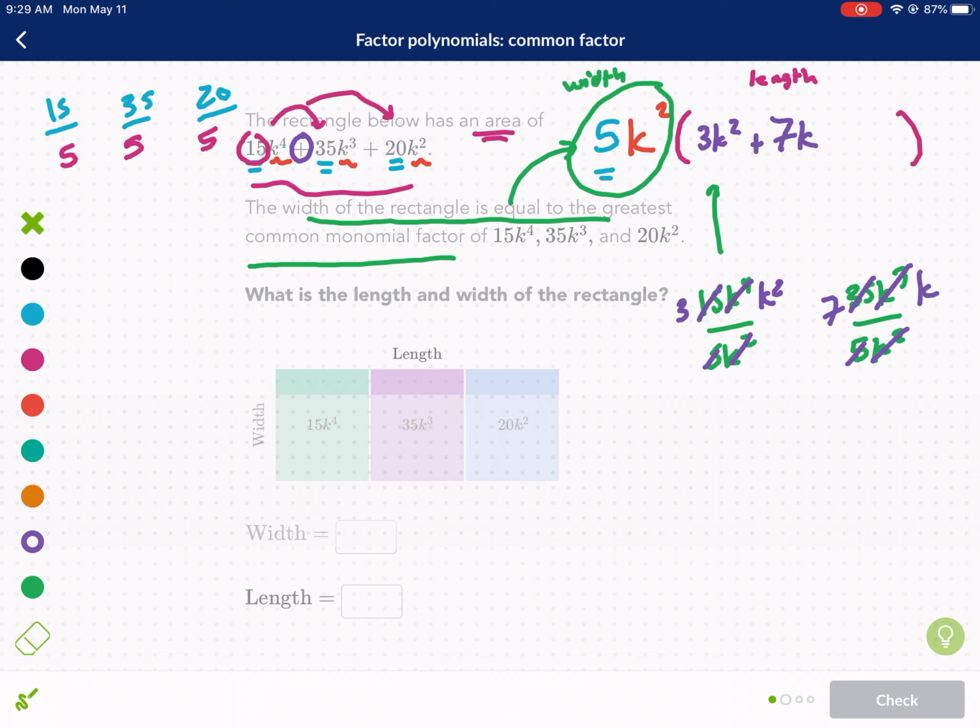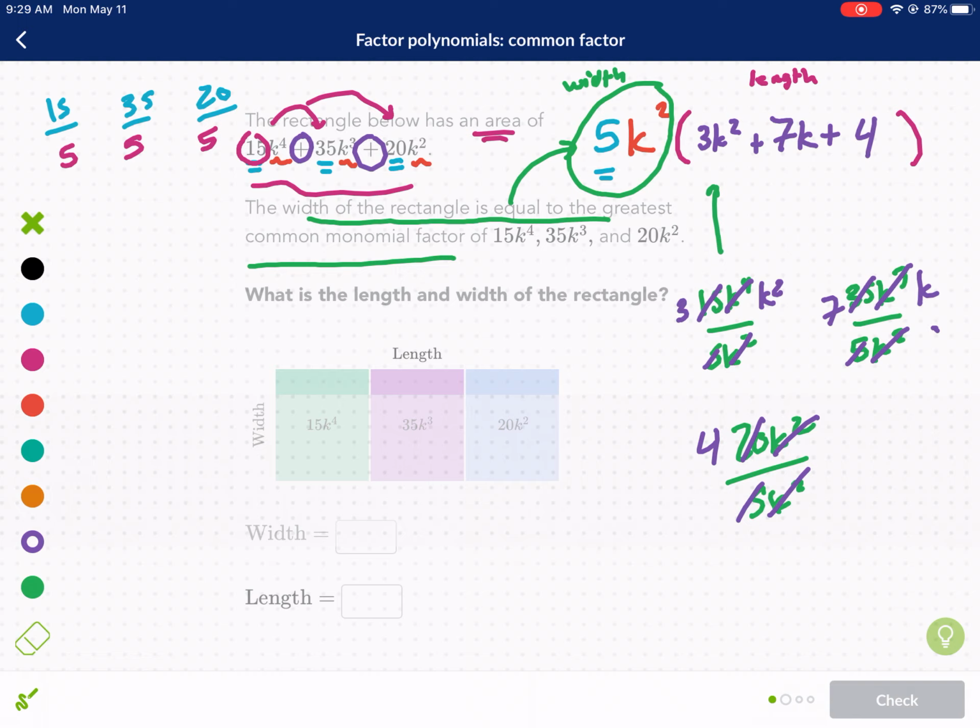And then finally we have 20k squared. Oh, forgot the plus sign. This is plus, just copy down. If it was minus, we'd copy down the minus. 20k squared divided by 5k squared, which is our greatest common factor. 20 divided by 5 is 4. K squared cancels completely with the bottom k squared, and we're left with 4. So now we have our width and we have our length.